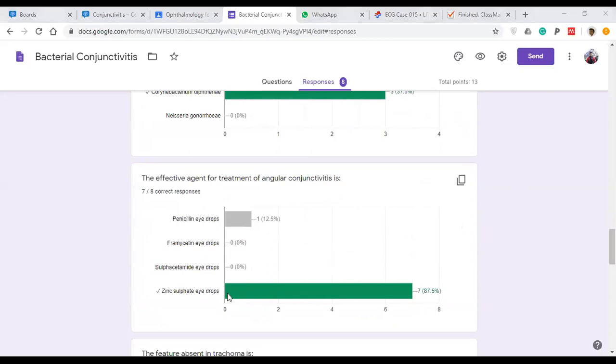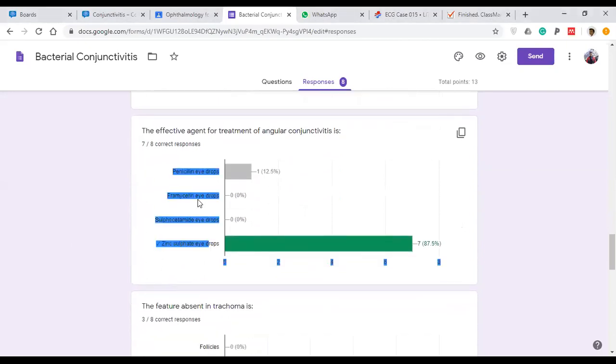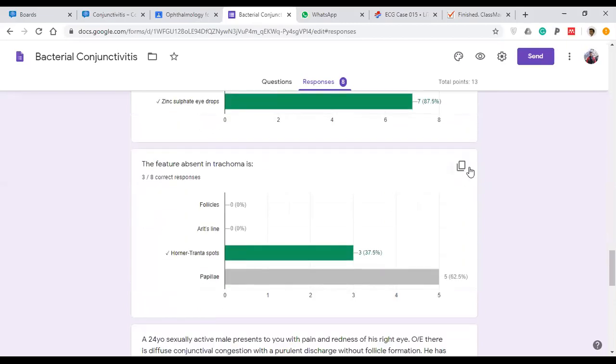So whenever a treatment shows zinc, angular conjunctivitis, and you have to remember the treatment is zinc. The feature absent in trachoma. Again, this is a very tricky one because I did not discuss papilla and Horner-Trantas spots. So follicles in Arlt's line, they are present in trachoma.